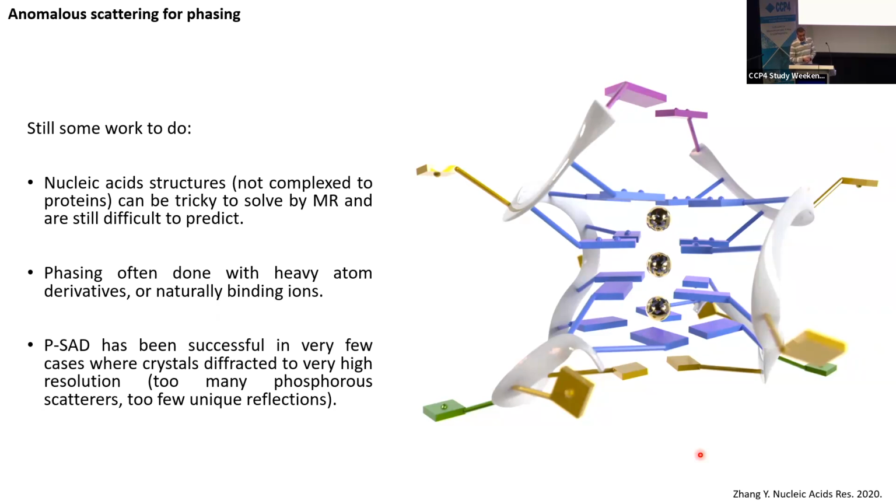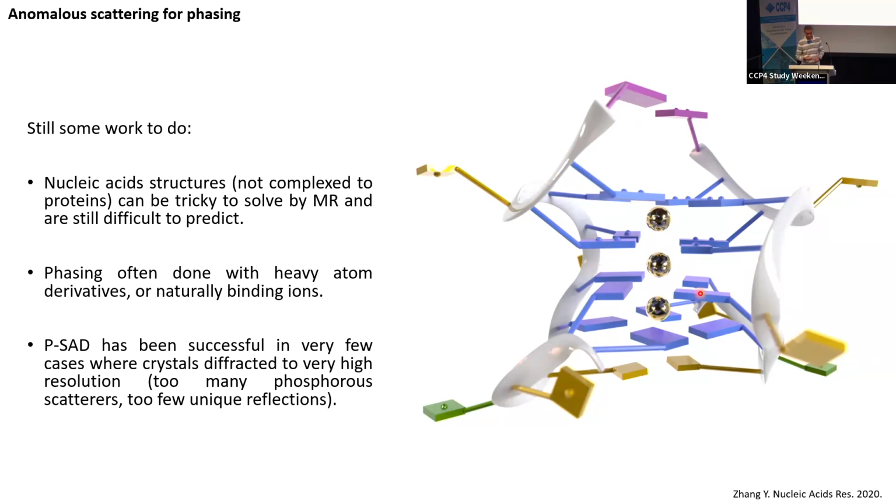So we did solve a few with naturally binding ions. For example, this one was an RNA quadruplex bound to potassium, so we used the potassium to solve it. But these are quite difficult. And I would like to mention also that many people come to us asking to do phosphorus SAD. You've got many phosphorus, one per nucleotide in this type of structure, so a very strong signal. But actually, it's extremely difficult to do.